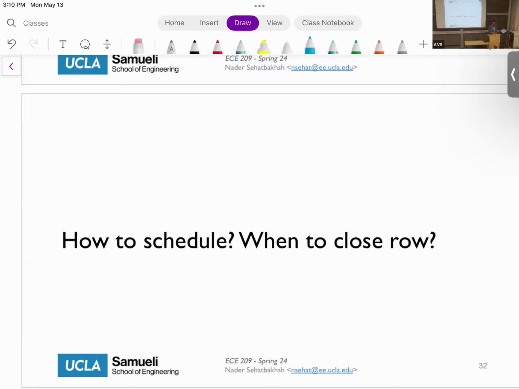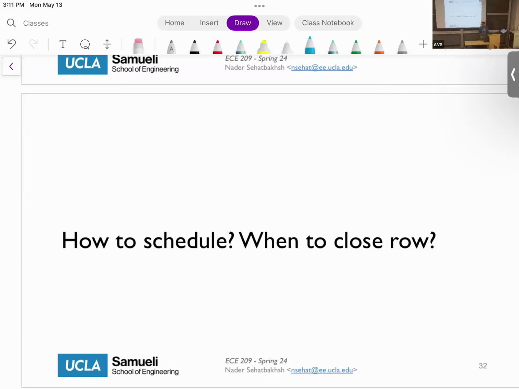The second question now is about scheduling. For example, there are 4 different requests coming from 4 different cores. Which one do you think we should schedule first? What are the policies you think we should use? Any suggestions? Most naive one is FIFO. FIFO, yeah, first come, first serve. Whoever comes, we just serve. Anything else?